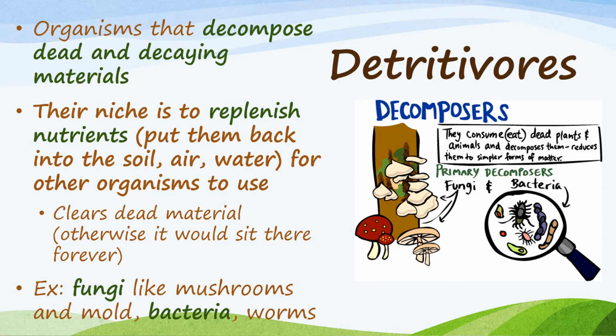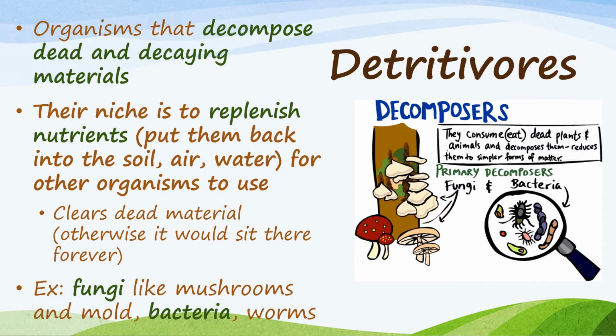But they have a very important niche. Remember, that's its role in the ecosystem. They replenish the nutrients. That's the key reason why we need detritivores. They put our nutrients back into the soil, into the air, into the water, so other organisms can use them and grow, because we need nutrients to live.